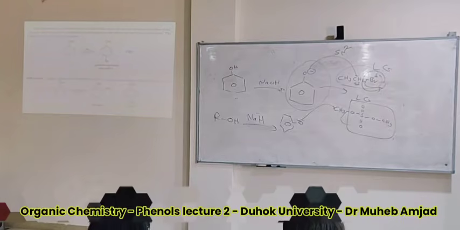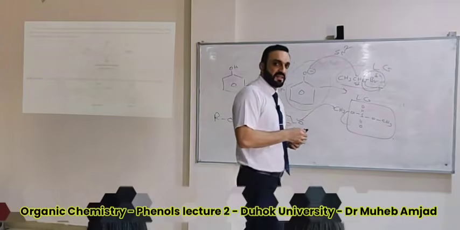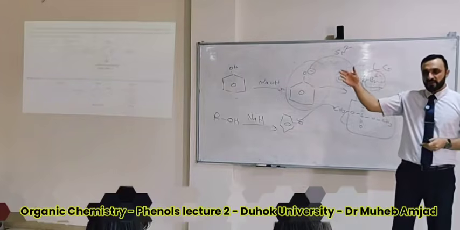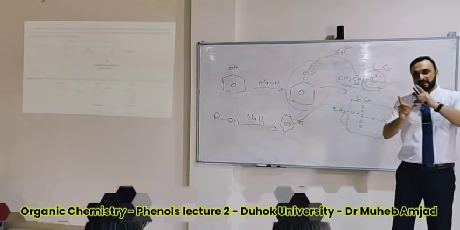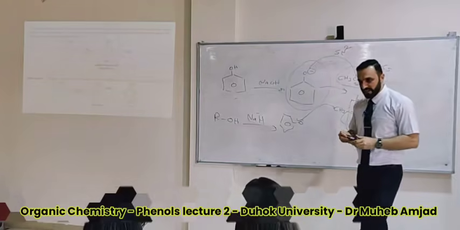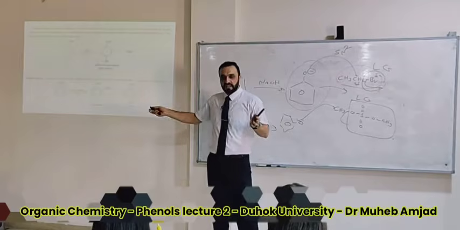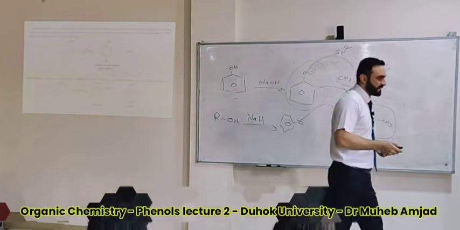Do you remember the mechanism? For electrophilic aromatic substitution, it is the same two-step mechanism. Step number one, carbocation formation, with resonance. Step number two, elimination, and your aromatic system will be formed again. Nitration, bromination, alkylation, acylation, all of them have the same mechanism.